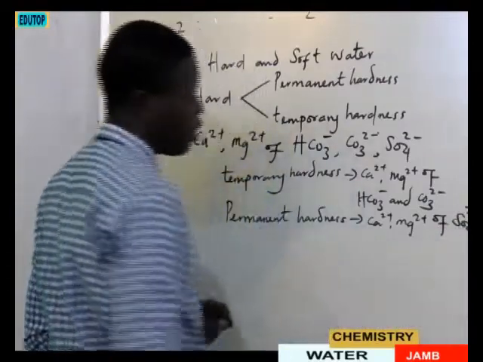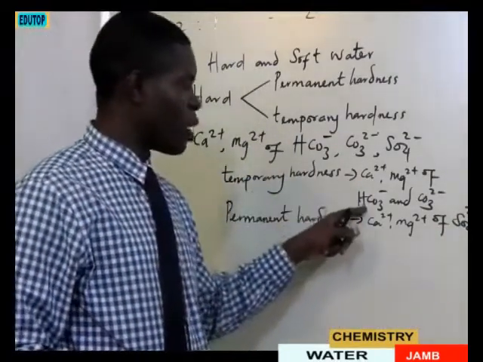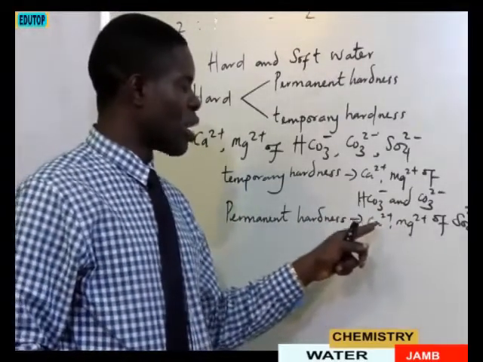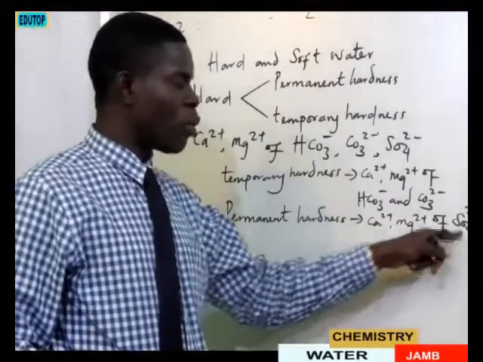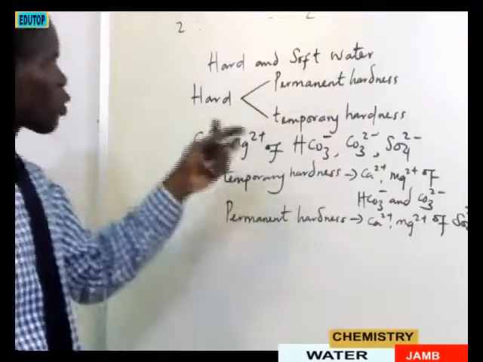Take note of that. So if you're talking about temporary hardness, you have hydrogen carbonate and carbonate. But if you are talking about permanent hardness, it will be calcium ion and magnesium ion of what? Sulfates. Then we talk about soft water.